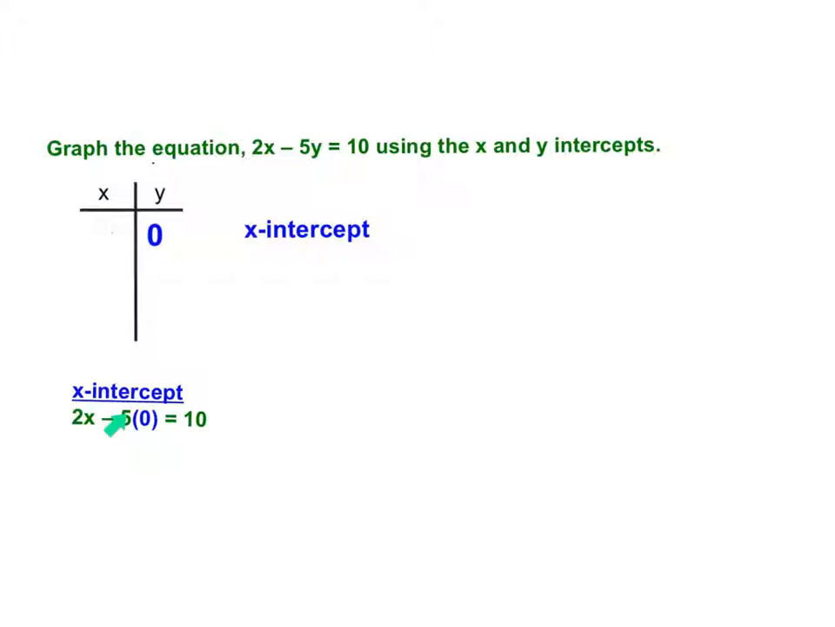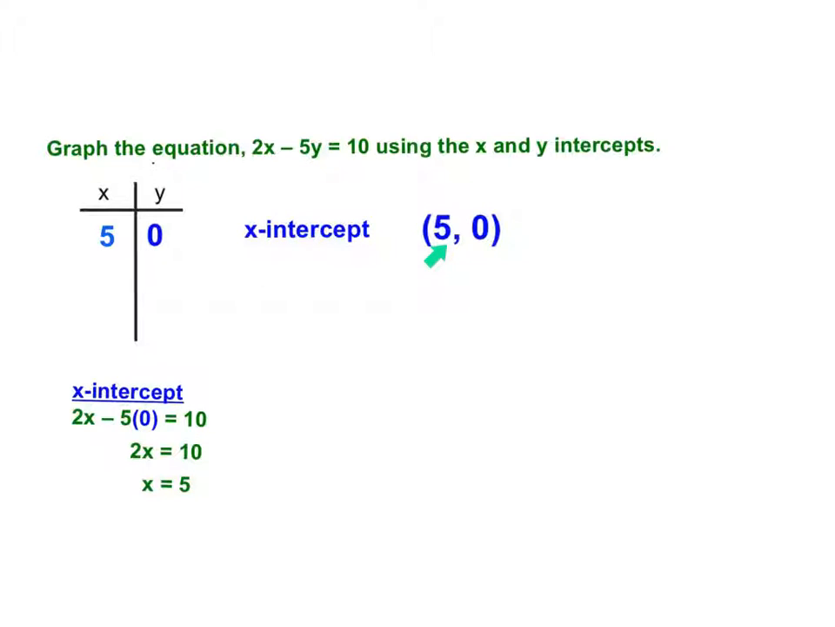So what is 5 times 0? Negative 5 times 0? Negative 0 minus 0, nothing. So 2x equals 10. What's x equal? 5. Which means 5 goes up here, and my x-intercept is (5, 0). Okay. How many have that?